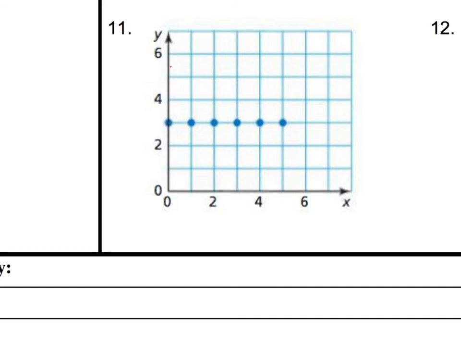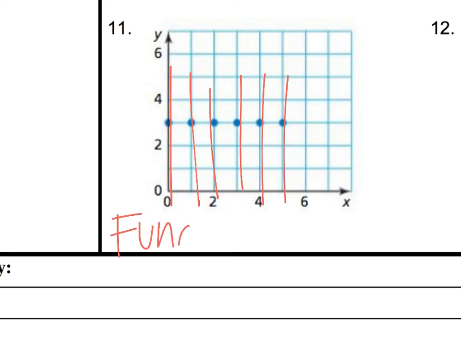When I draw a vertical line, it hits the point once, once, once, once, once, once. Yes, it's a function because it passes the vertical line test. It only hit once.